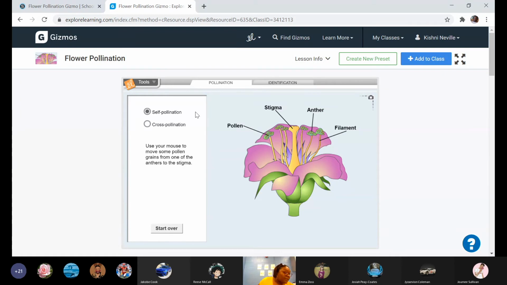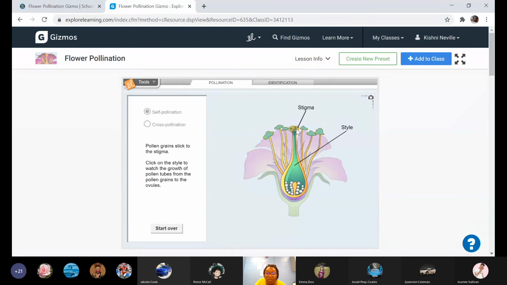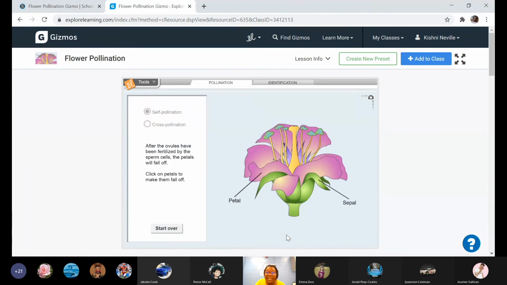It's going to ask for you to use your mouse to move some pollen to the stigma. That's what I did. I dragged it there. Then it's going to ask me, I'm looking for the directions over here, to click the style. That sperm is traveling down the style. Then it's going to ask me to drag the sperm cells into the eggs. Guys, you are fertilizing a flower right now. And you got that done.